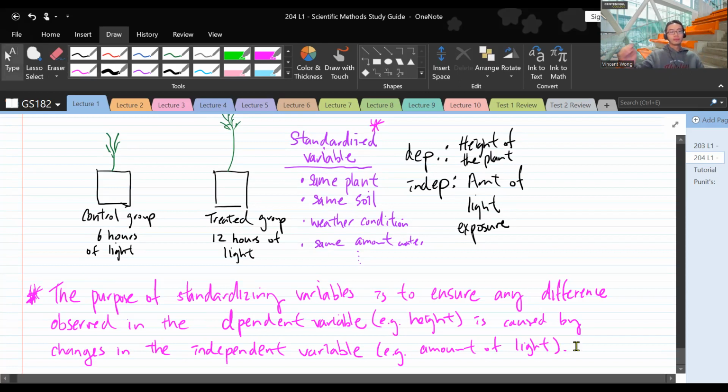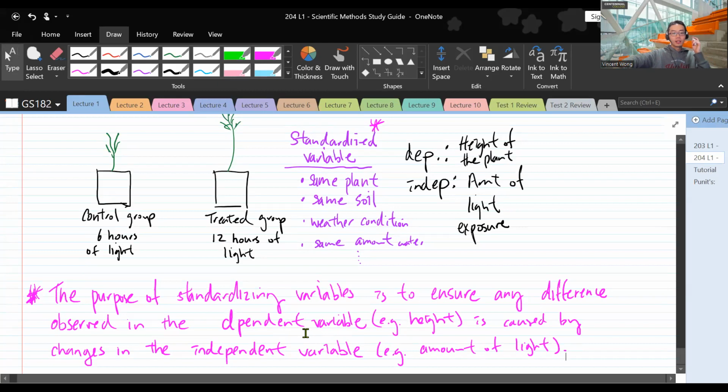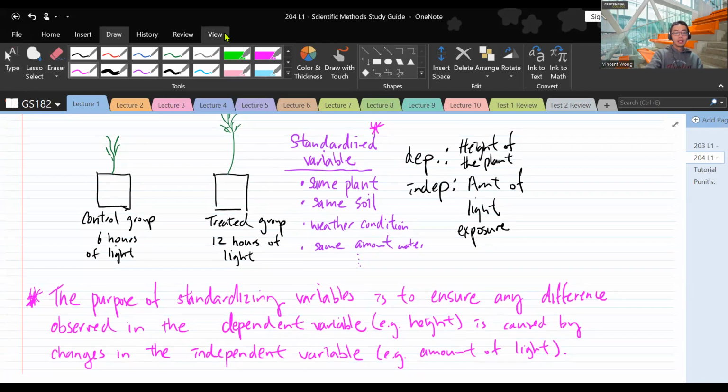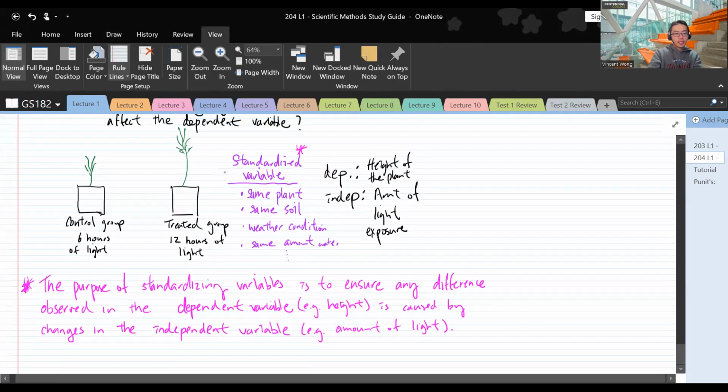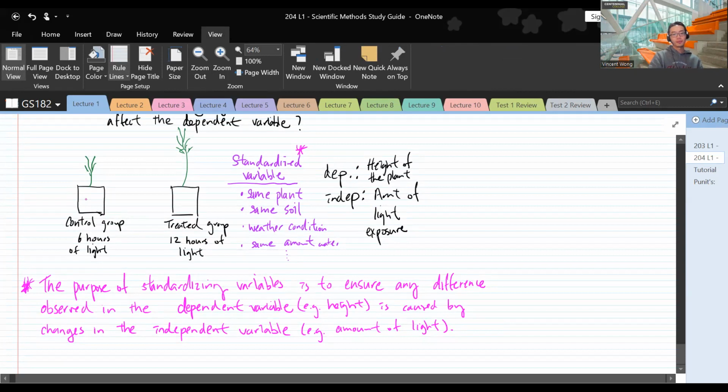Please, can you explain this again? Which part, the standardized part? Yeah, the purpose. I really don't get that. Okay. So let's say we did this experiment and one plant is taller than the other after a week. Why did one plant get taller than the other? Because one was exposed to 12 hours of light and the other only 6 hours.